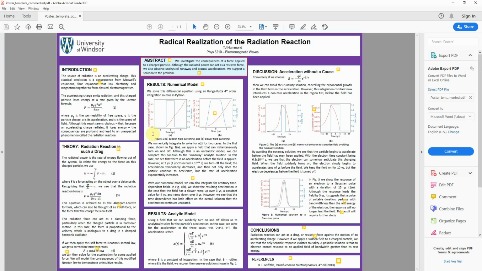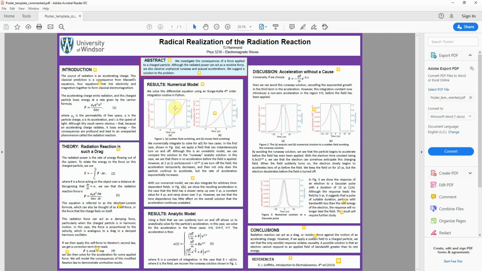Then we get into the numerical model. I solve this differential equation using the step function, and I show that this leads to a runaway solution. I guess I should say the results are worth 40 points, and the discussion is also worth 40 points. So most of your marks are coming from the results and the discussion. About half of the marks come from results and discussion.